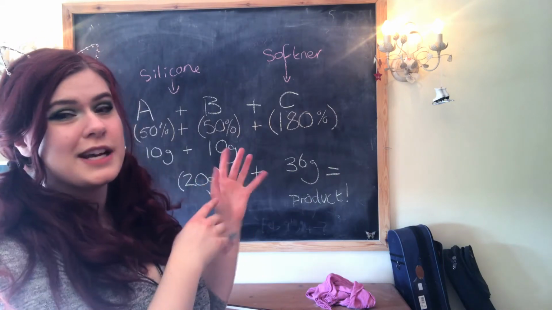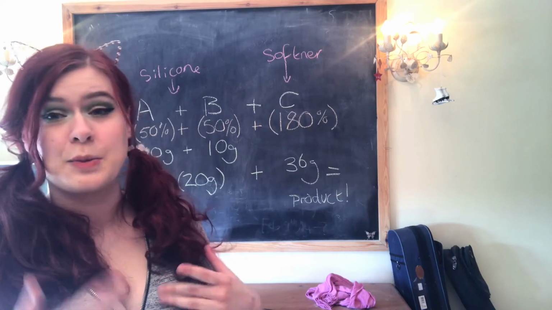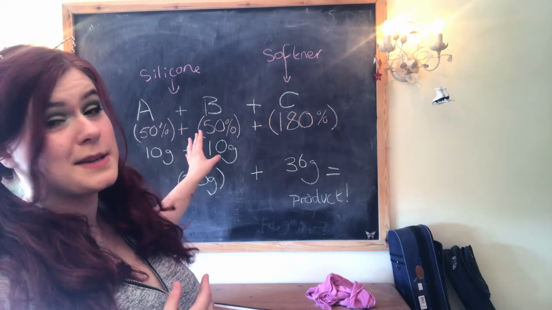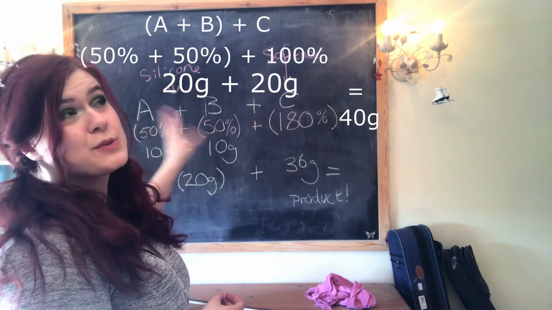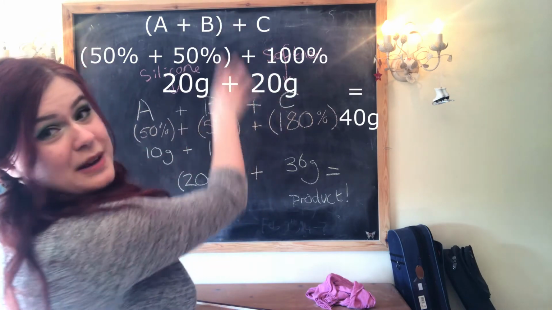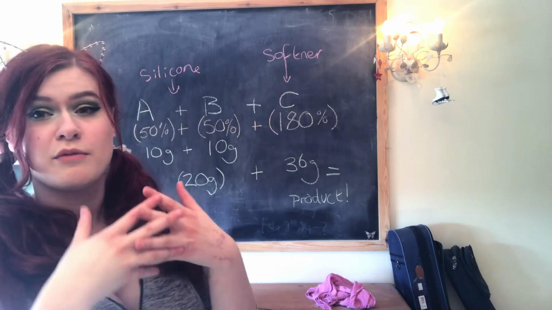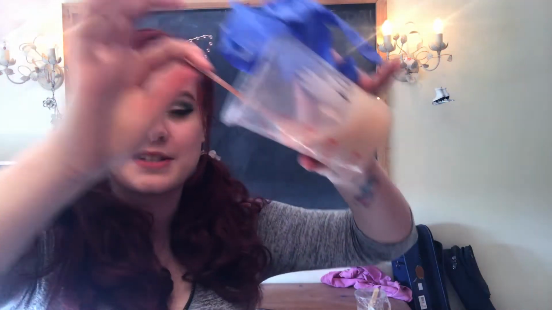With the softener you can change it around a bit, but for a good starting point when you're just first learning and you're mixing silicone and you're worried if it's not setting or curing, doing the 50 and 50% making 100, you can always make the softener 100%. That would be 20 grams of silicone and then 20 grams of softener combined together to get your finished fleshy product.